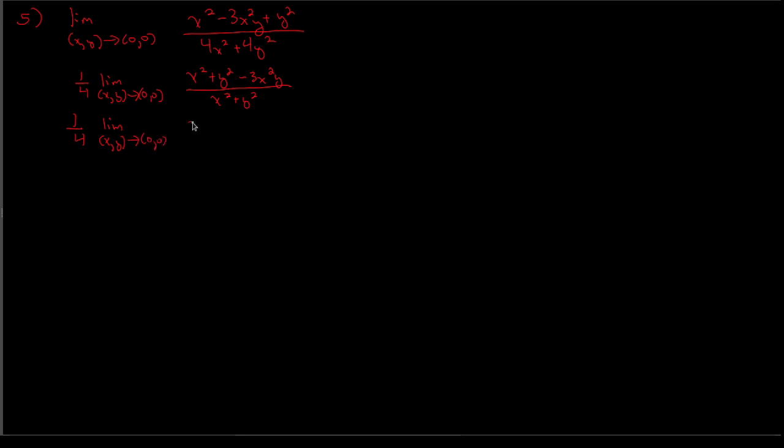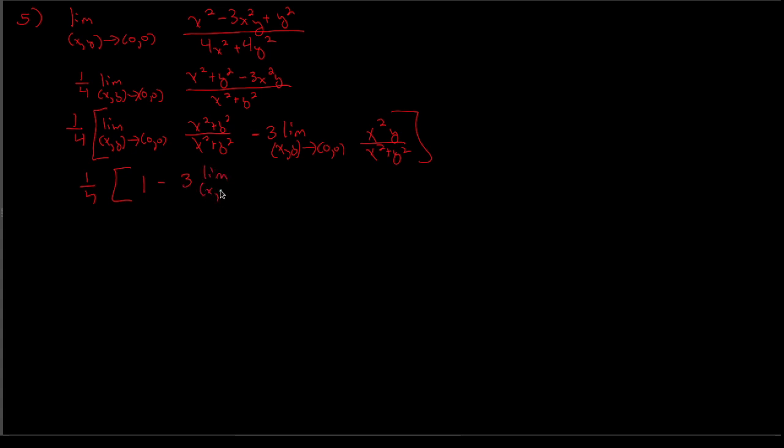So I'm going to have the limit as (x, y) approaches the origin of (x squared plus y squared) over (x squared plus y squared), minus 3 times the limit as (x, y) approaches the point 0, 0 of x squared y over x squared plus y squared. So I've used my limit laws to break this apart. Oops, and the 1/4 is times all of this. And I'm going to be able to see that this is 1. And so our big job here is to find this limit of x squared y over x squared plus y squared.